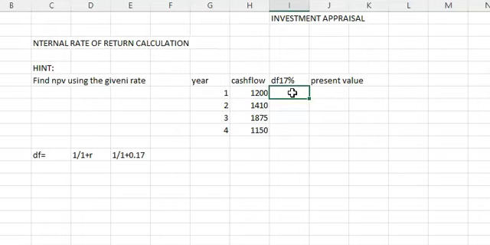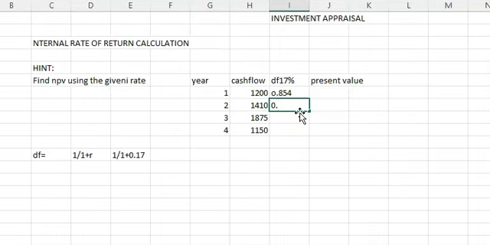In year 1, 0.854. But the best way is to just go on the present value table and pick these discount factors. Just go where there's a discount factor 17 and then you include those things. So in year 2, now I will assume that we know how to get this one.